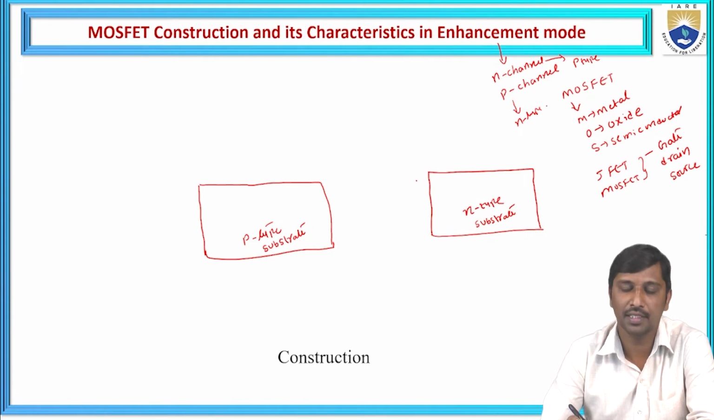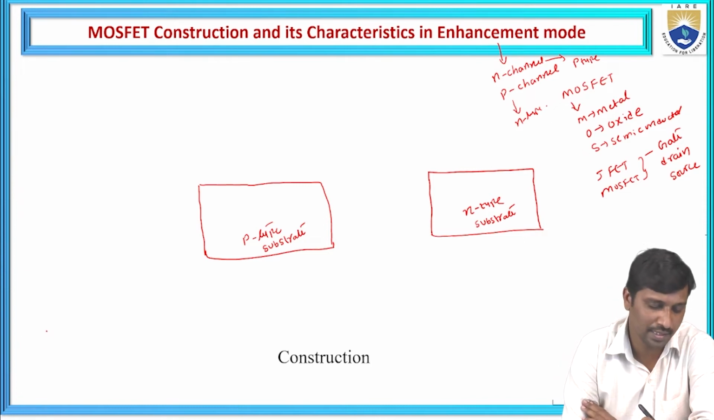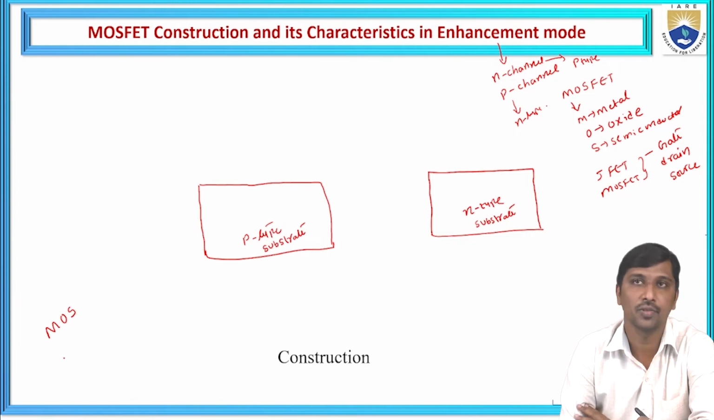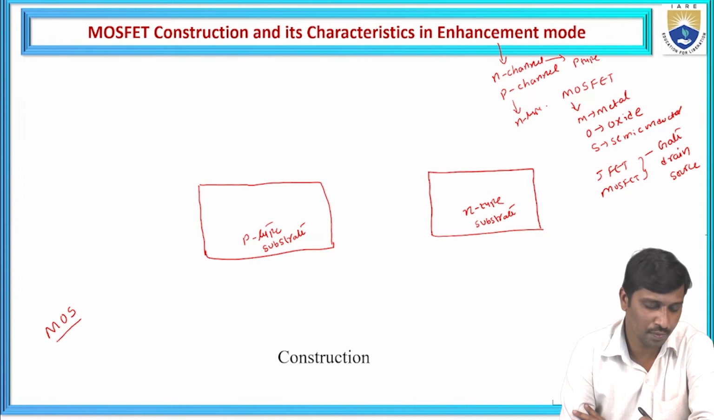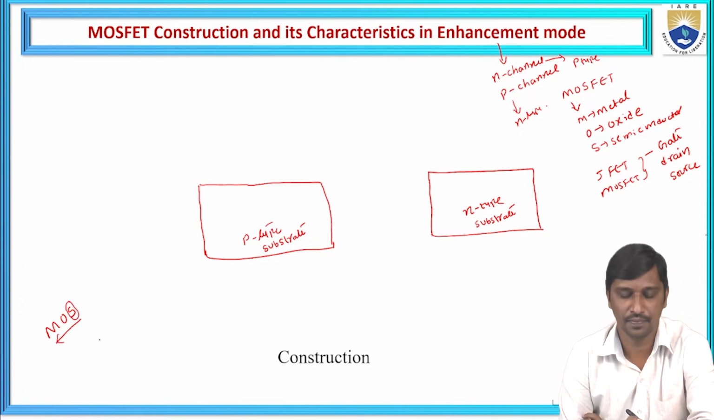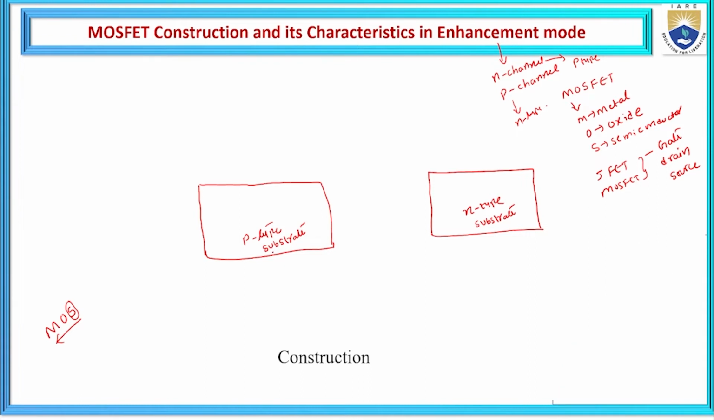So to construct this MOSFET, we need to come from the bottom to top. Based on the name, it is called a MOS, so we need to follow the bottom to top approach. The bottom is represented with a semiconductor. So hence we take one semiconductor.